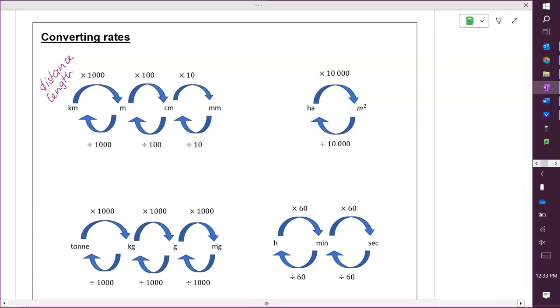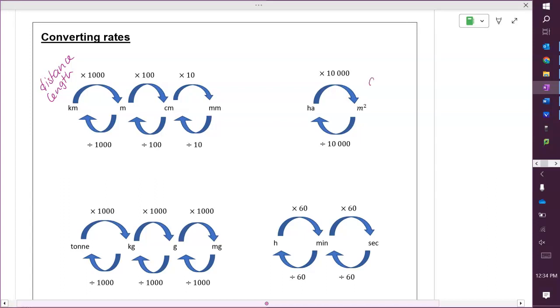We know there's 1,000 metres in a kilometre, so to go from kilometres to metres, we times by 1,000. To go from metres to kilometres, we would divide by 1,000. From metres to centimetres, we know there's 100 centimetres in a metre, so to go from bigger to smaller, we multiply. Smaller to bigger, we divide. And then we know there are 10 millimetres per centimetre, so again, going from centimetres to millimetres, we multiply. Millimetres to centimetres, we're going to divide.